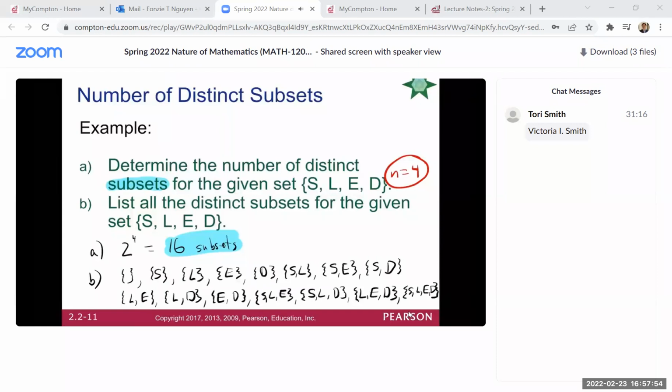All right, so let's count them. We know there should be 16, so let's see if we got them all. 1, 2, 3, 4, 5, 6. 12, 13, 14, 15. You're right. We're missing one. I think we're missing one that has 3 elements in it. So we have SLE, SLD, LED. I think there's one more that we missed.